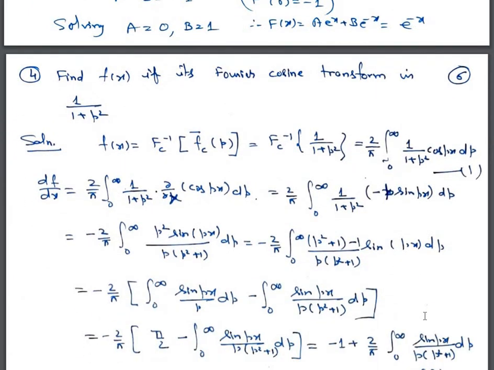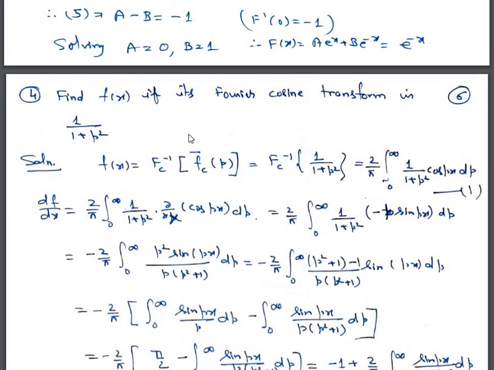Let's take one more example of this type. Find f(x) if its Fourier cosine transform is 1 upon 1 plus p square. So f(x) is equal to the inverse Fourier cosine transform of F_c bar p, where F_c bar p is 1 upon 1 plus p square. By definition, this is equal to 2 upon pi integral 0 to infinity 1 upon 1 plus p square cos px dp.